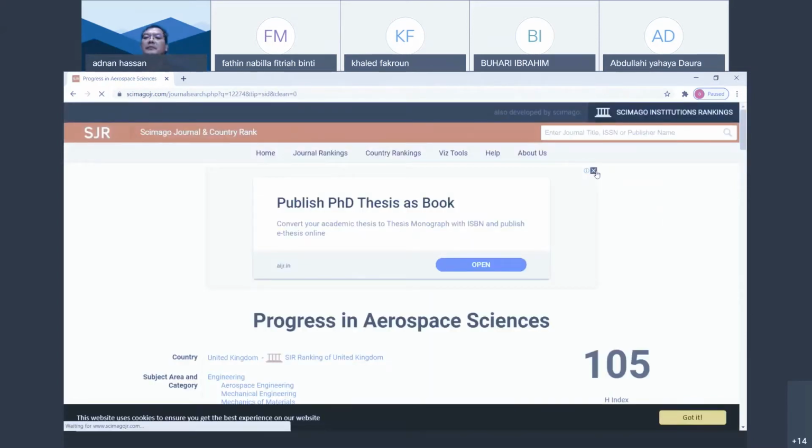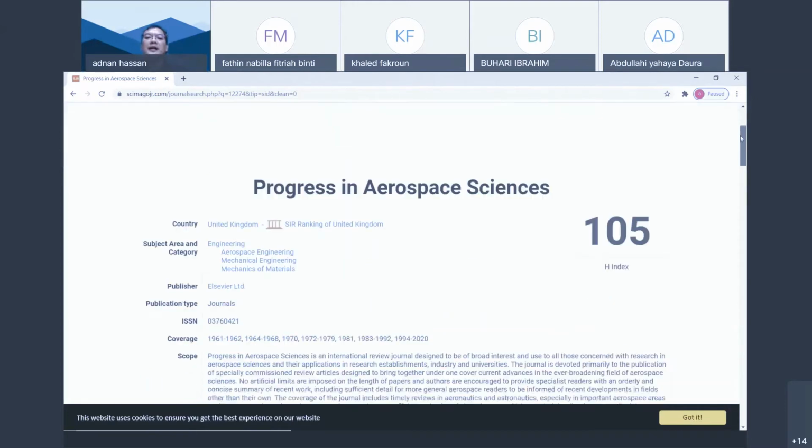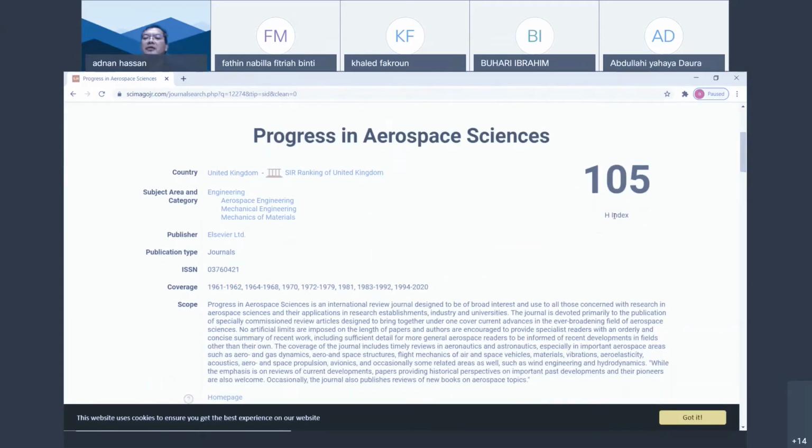Progress in Aerospace Science. The H index. You know what the H index is? The H index is also an indicator of how good the journal is. The H index can also explain how active a researcher is. Normally a researcher will have an H index, and a journal also has an H index. The country of this journal is the United Kingdom. The areas are aerospace engineering and mechanical engineering. These are the related areas.